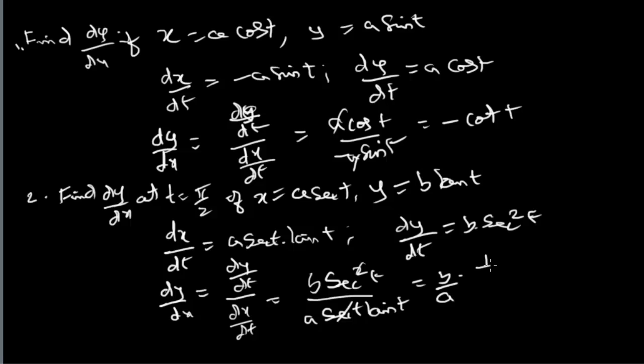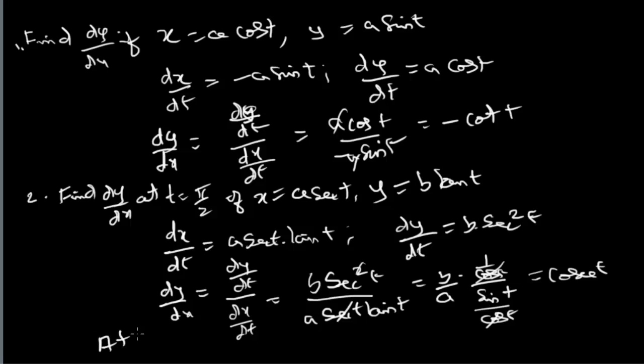Secant t is what? 1 by cos t, by tan t is what? Sin t by cos t. So cos t cancels. 1 by sin t is what? Cosecant t. Now what we want is dy by dx at pi by 2.